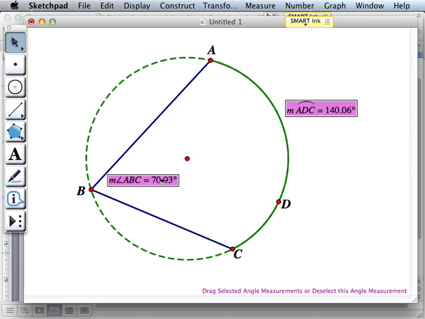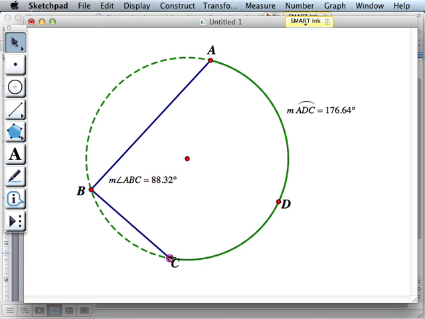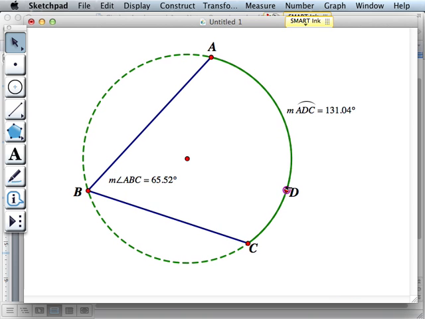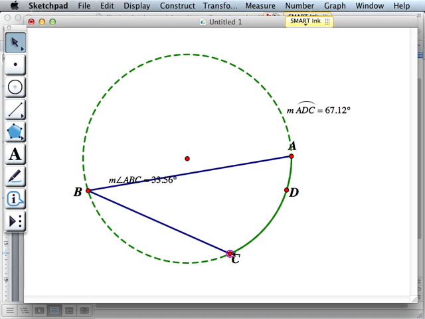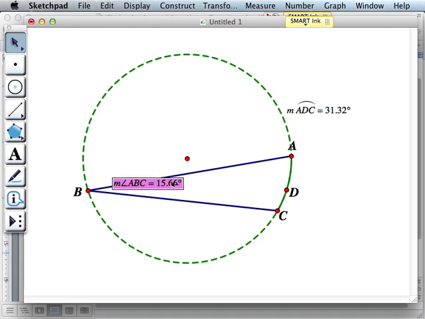Well, the arc is twice the angle. Doesn't matter where I move this, the arc is always going to be twice the angle. Oops, I've moved it past D, that's why I kind of messed it up. All right, so this always works. You can make it really small, and it still works. Okay, the arc is always twice the angle.